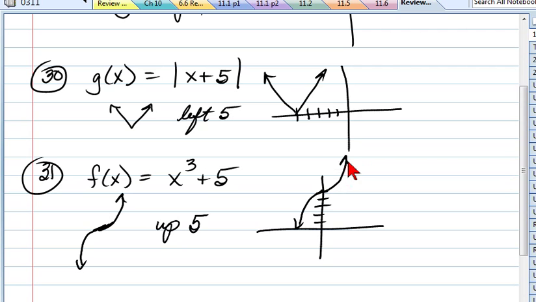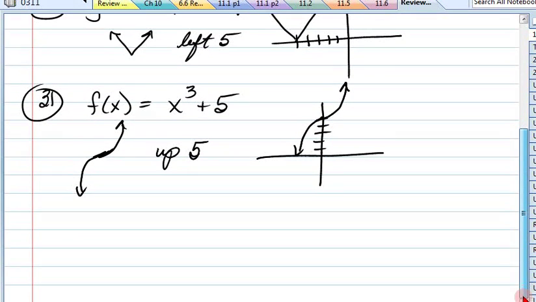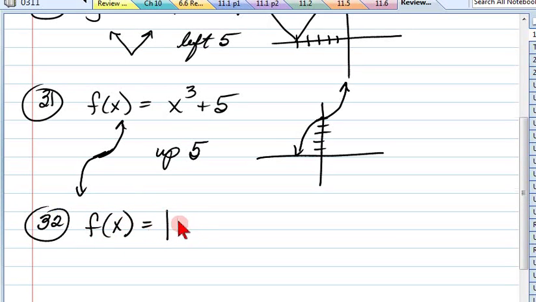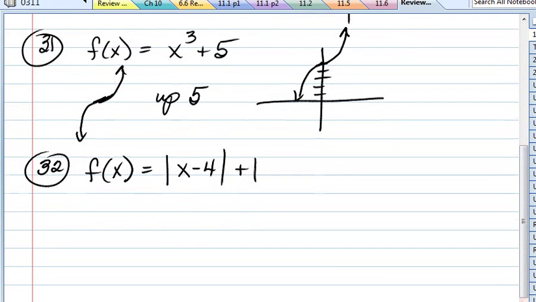So it should look kind of like that. It should shift up 5 units. Now the last one has 2 transformations on it. It says, what if f of x is absolute value of x minus 4 plus 1? Okay, what's the shape of an absolute value function? A V. And what does the inside minus 4 tell you to do? Go right 4. The outside plus 1 tells you to go up 1.